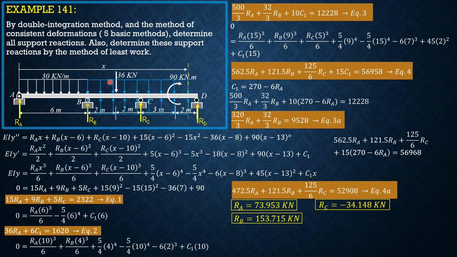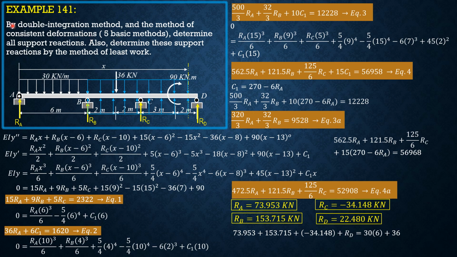Then we may sum up moment about A or summation forces Y to solve for RD. So this is summation forces Y. RA plus RB plus RC plus RD equals 30 times 6 plus 36. So R sub D is equal to 22.480 kilonewtons. So that's it for this double integration. We now proceed to the 5 basic methods.